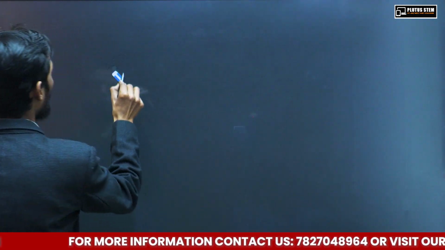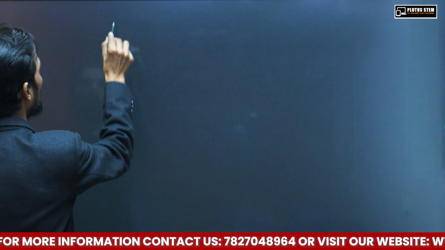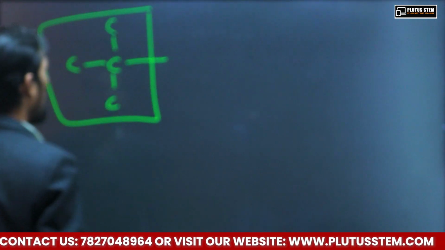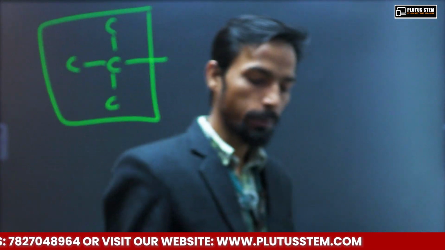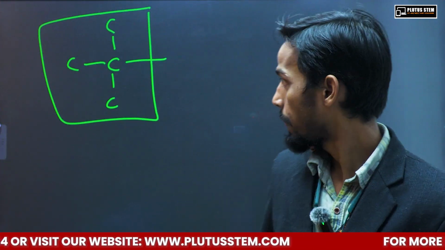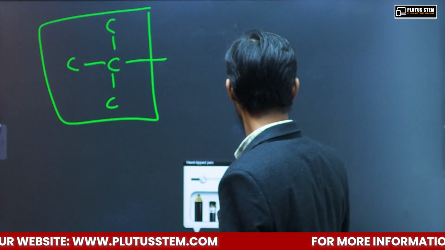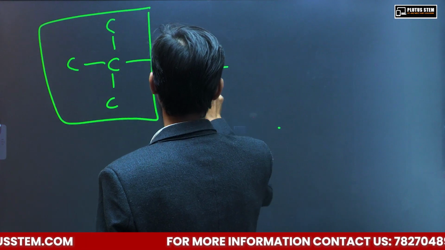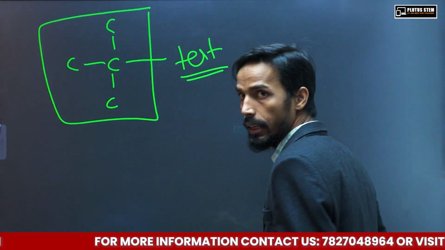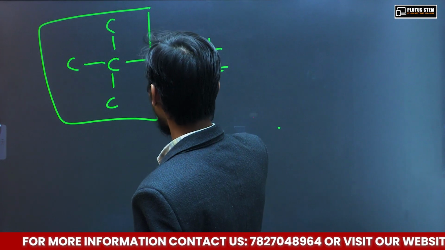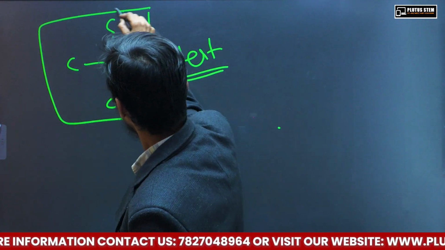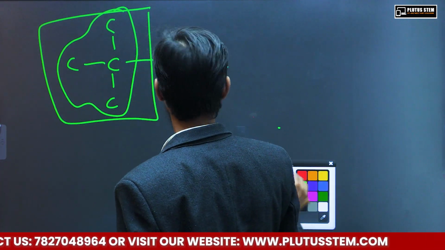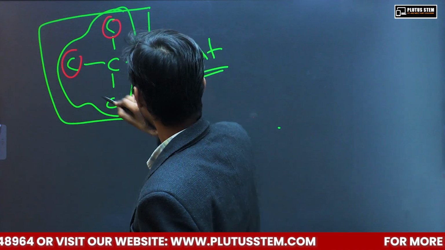If we are having a group like this, what are you expecting this name to be called as? This compound will generally be called tertiary. Why tertiary? Because in this type of group, generally this is a 3-degree carbon: 1, 2, 3, tertiary.